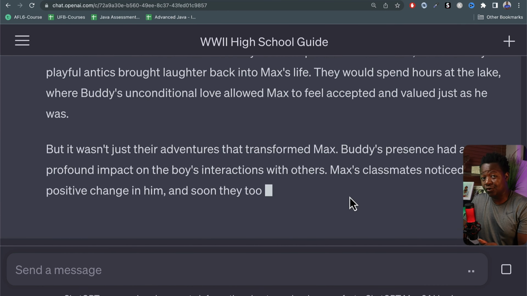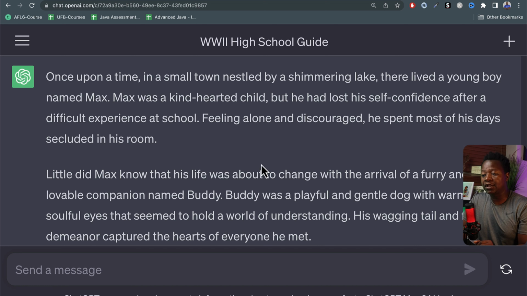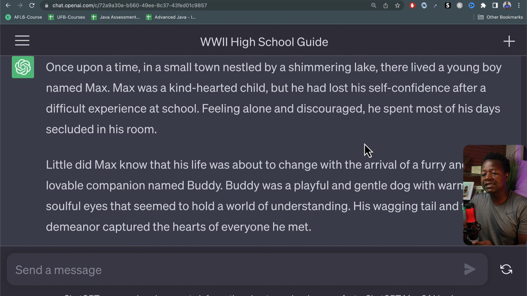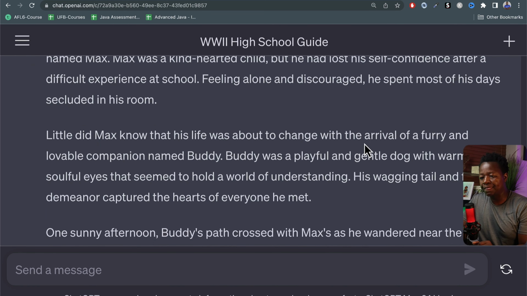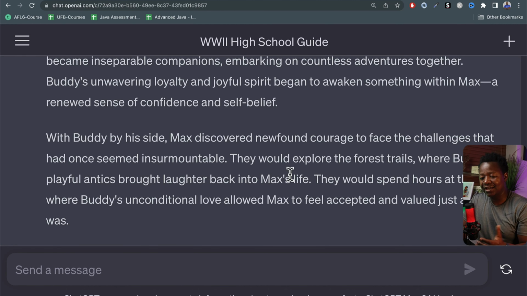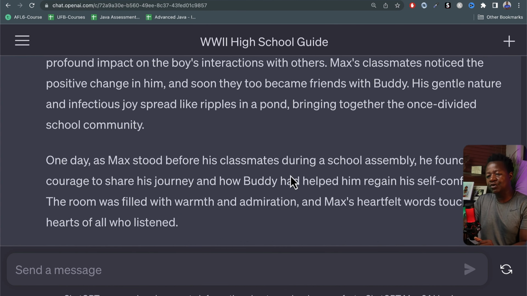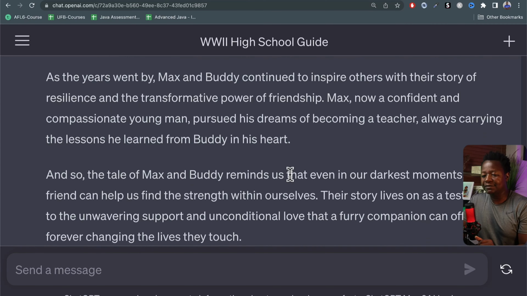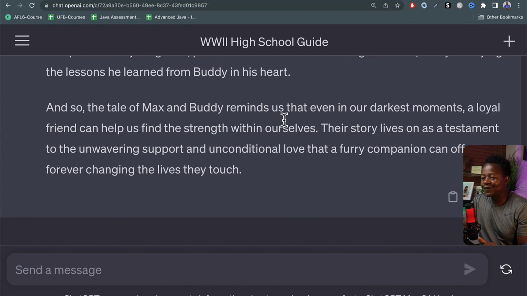Okay, so it's finished writing the story, and let's see. Once upon a time, in a small town nestled by a shimmering lake, there lived a young boy named Max. Max was a kind-hearted child, but he had lost his self-confidence after a difficult experience at school. Feeling alone and discouraged, he spent most of his days secluded in his room. Of course the story goes on, and as you know, these kinds of stories have to end with a teaching, the moral of the story per se. So it's real good, and of course at the end, Max will have confidence. So there we go.